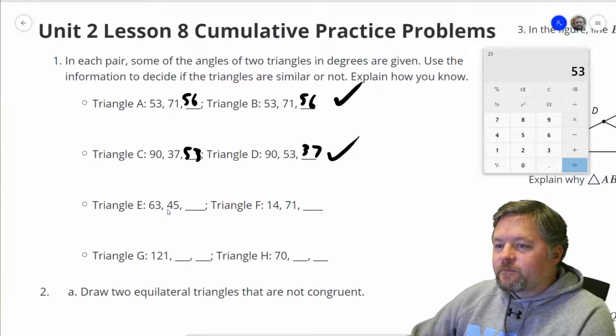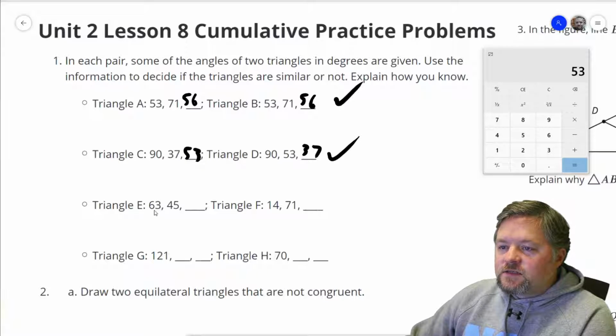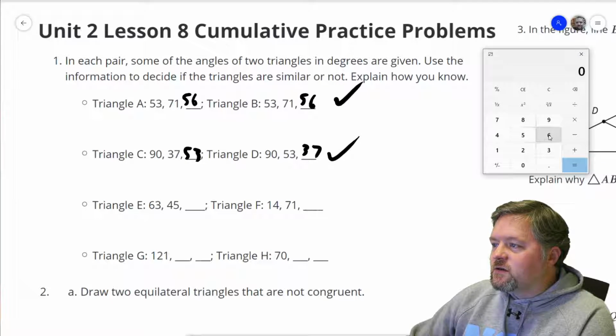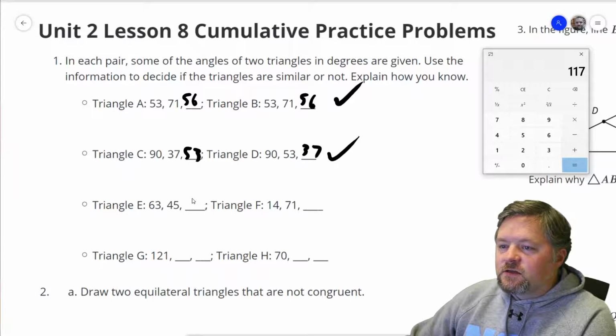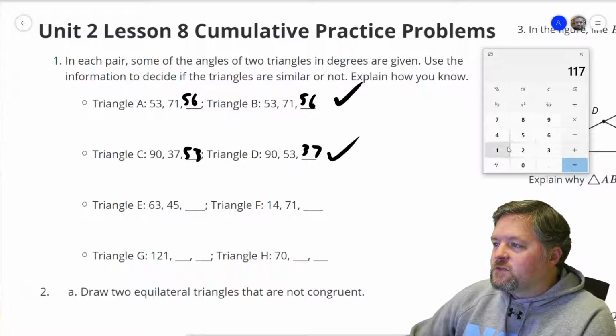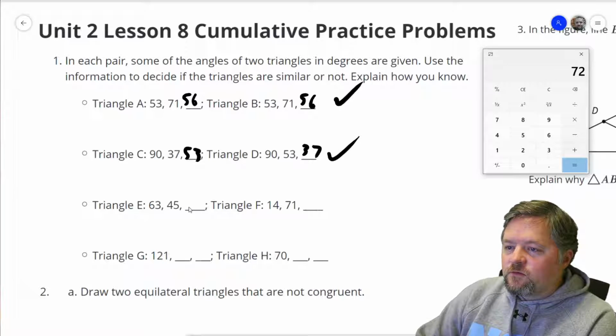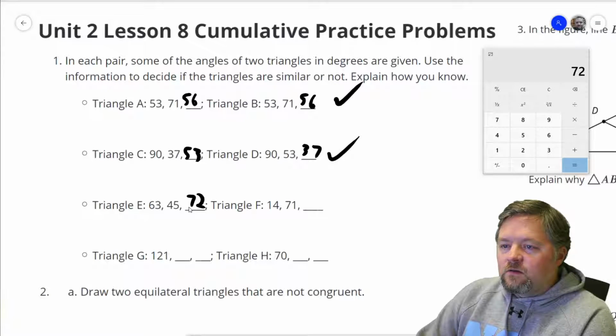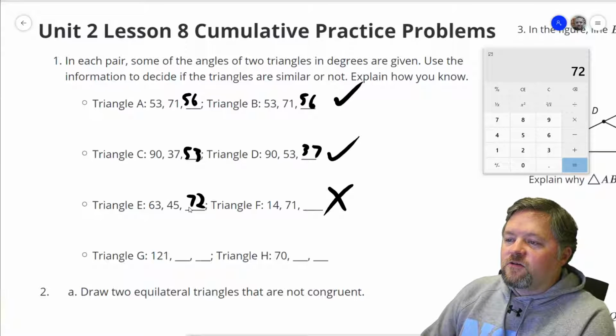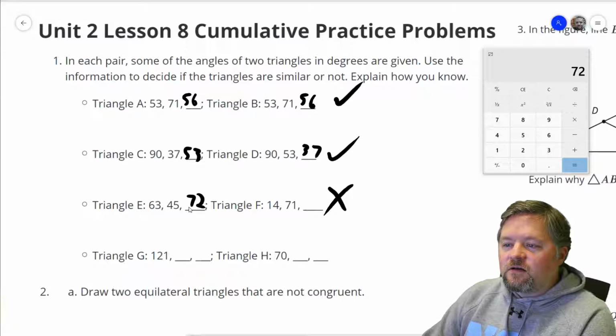Let's try one more. Triangle E. 63 degrees and 45 degrees. So they have to have a sum of 180. If I subtract that 63 degrees, that leaves us with 117. Subtract 45 more, this other angle must be 72. Well, if this one's 63, 45, and 72, this one's 14, 71, and something else. Do we even care what the something else is if neither of these match any of these three angles? No way, Jose. Those triangles are not similar to each other at all.